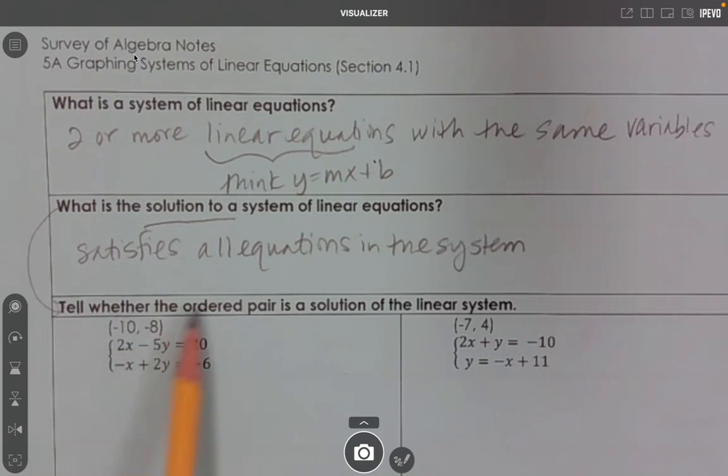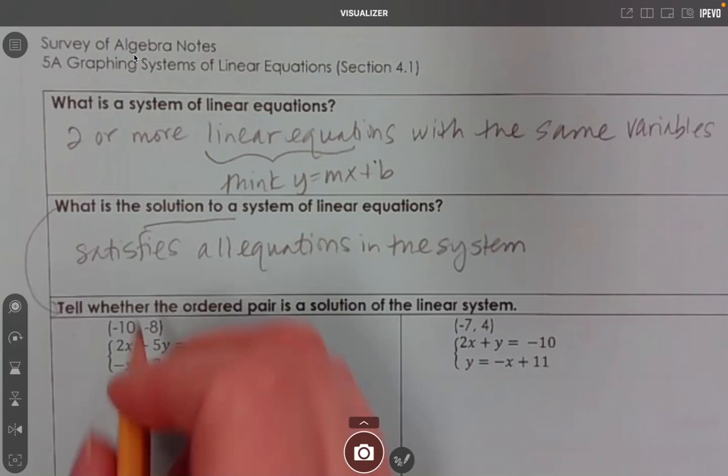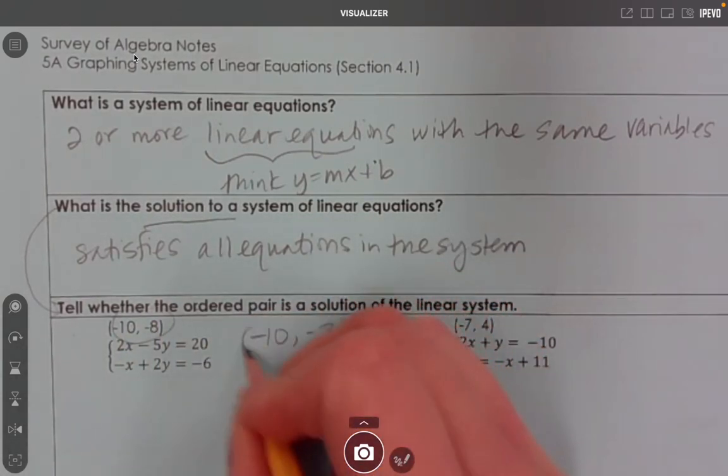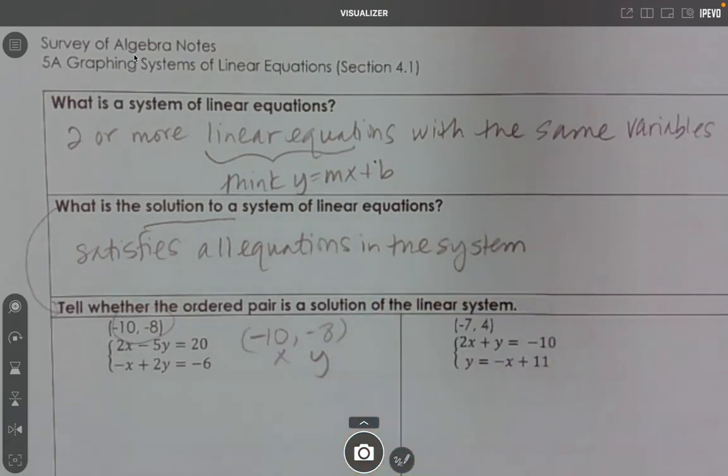It says tell whether the ordered pair is a solution to the linear system. So what I've got is they've given me an answer, that negative 10 comma negative 8, that's an xy. And I want to know, is that the right xy that works for this whole system? Is that the xy that is a solution to the first one and the second one? And so what I need to do is I need to check it in both equations. This is an answer check.